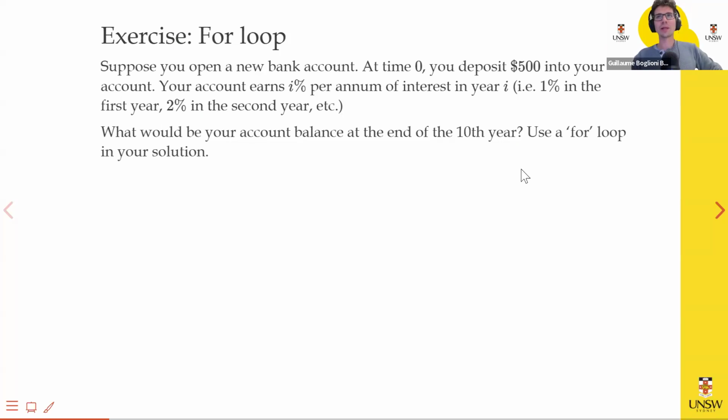Now, I think conceptually you see what you need to do. 500 times 1%, then times 2%, then times 3% up to the 10th year. Again, this is an example where you don't really need a loop, but to practice what a loop does, can you do it with a for loop? Try to do it for yourself.